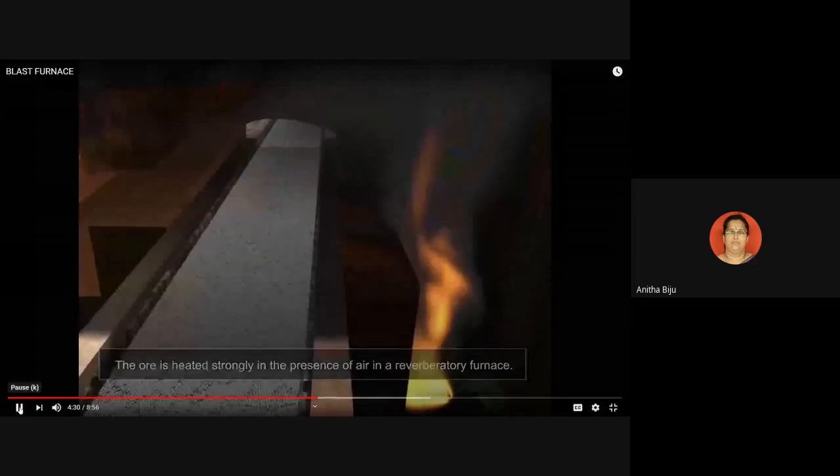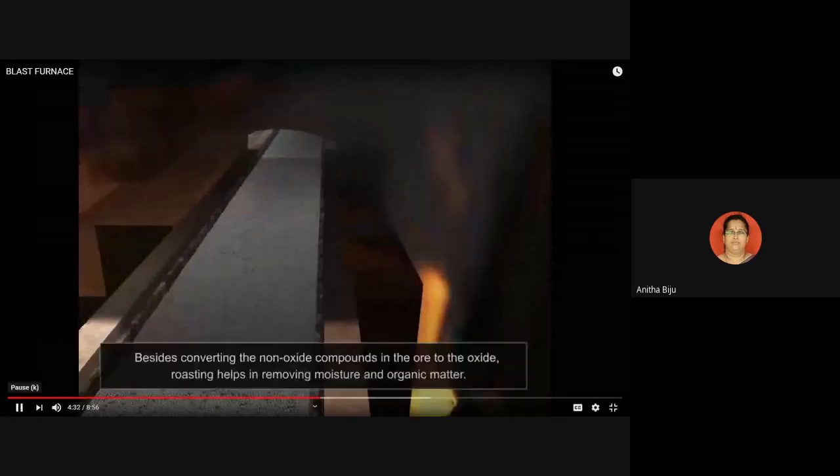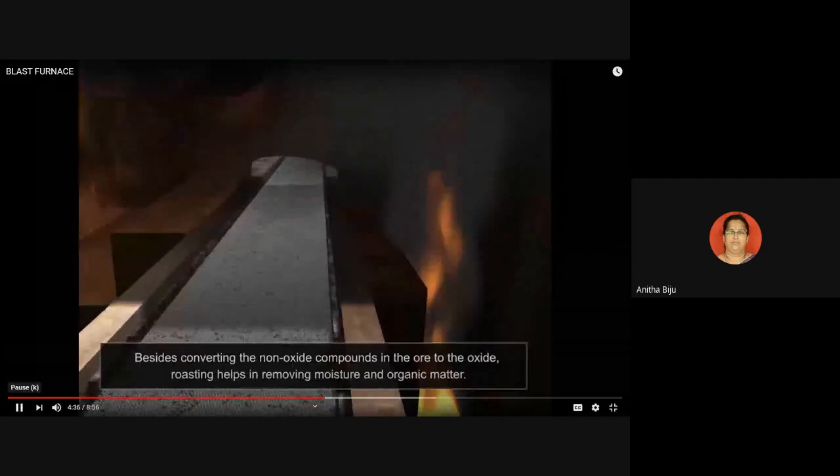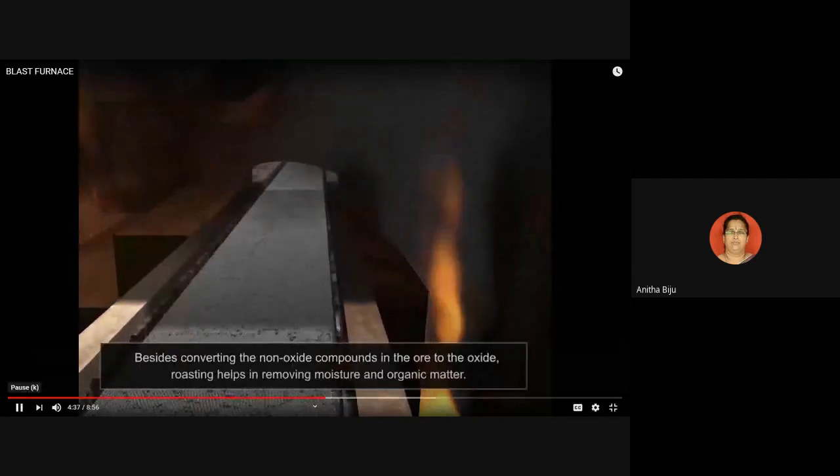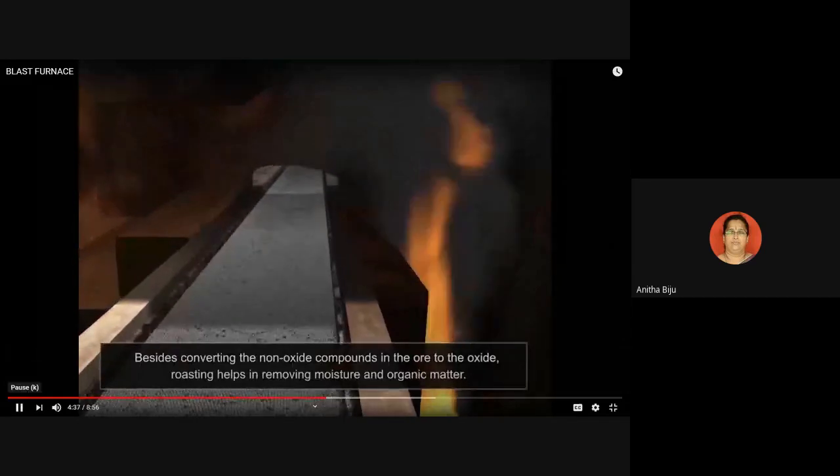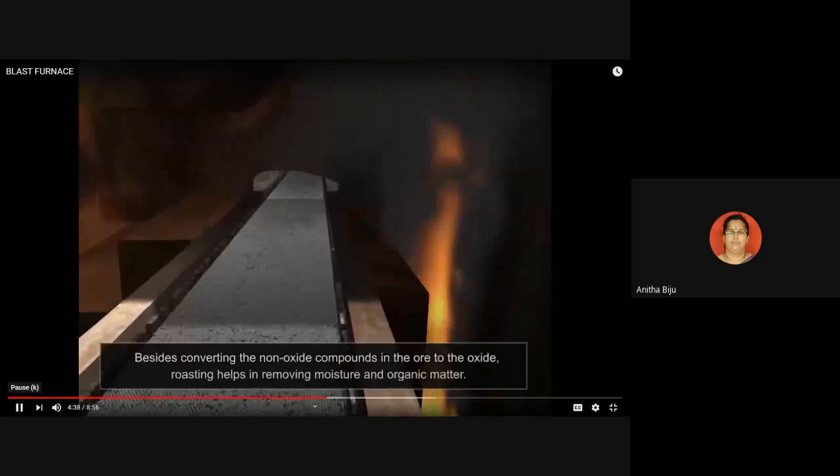Besides converting the non-oxide compounds in the ore to the oxide, roasting helps in removing moisture and organic impurities such as carbon and sulfur, which are converted to their volatile oxides and escape. In addition, ferrous oxide is oxidized. Let us now see how iron is extracted from roasted iron ore.